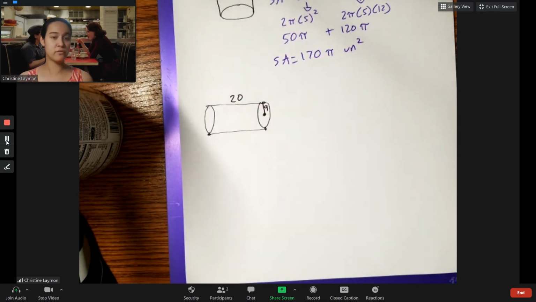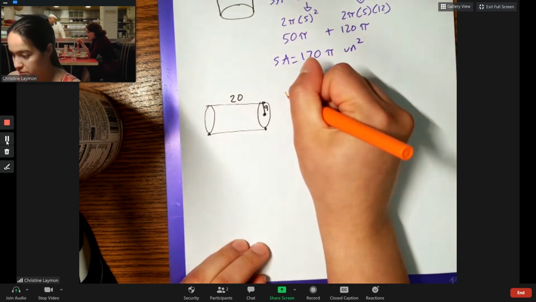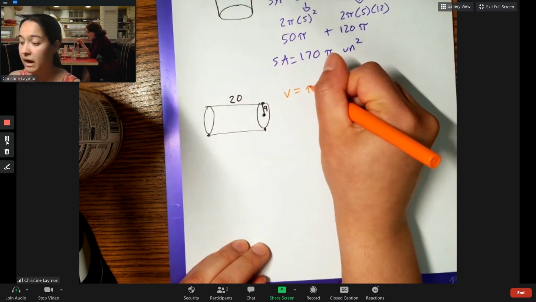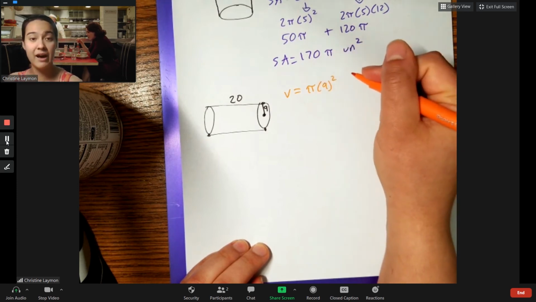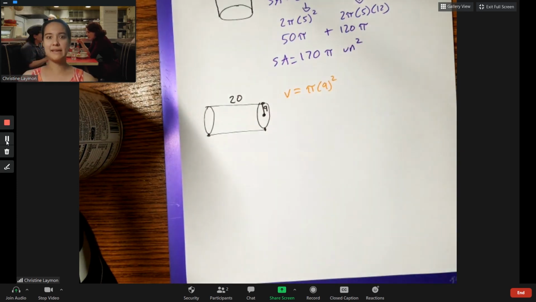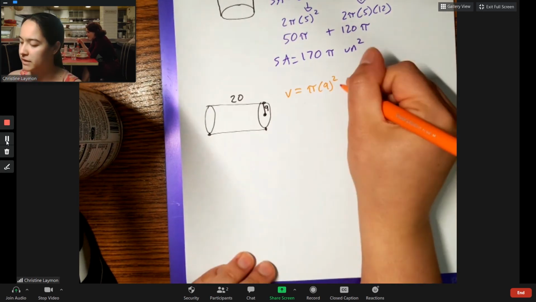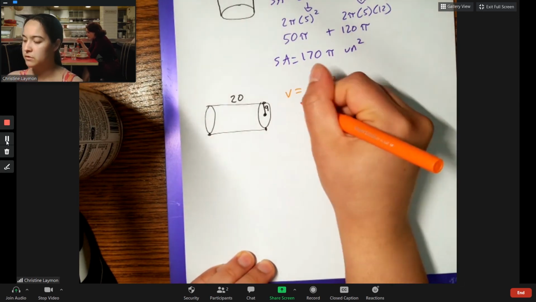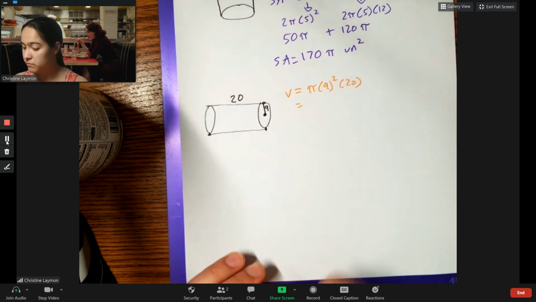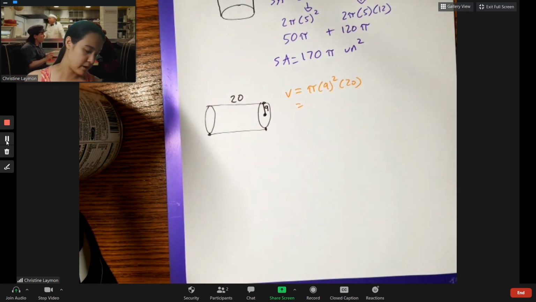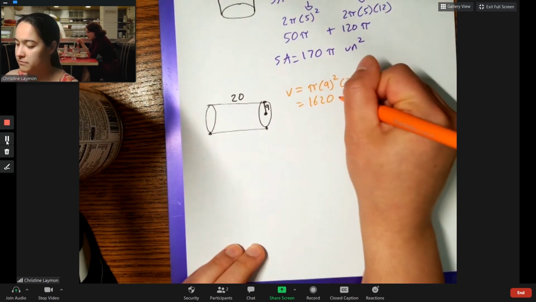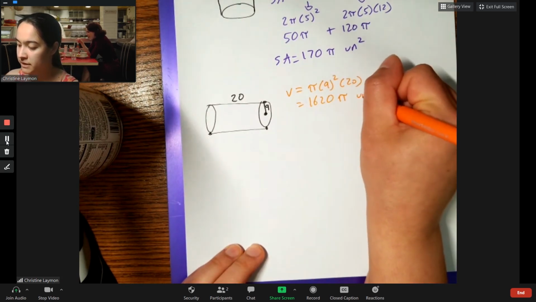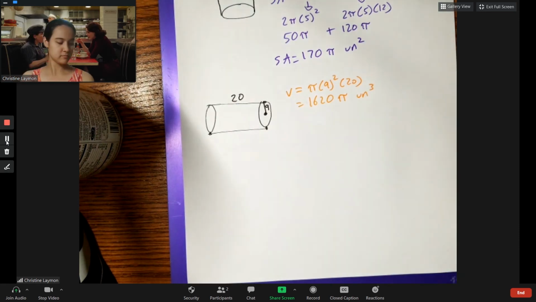So let's go after volume first. Volume equals pi r squared, so pi 9 squared. And the height, or in our case, pancakes being maybe vertically stacked for whatever reason, is going to be times 20. So 9 squared is 81, so I'm going to have 81 times 20. So I'm going to have 1620 pi units cubed.